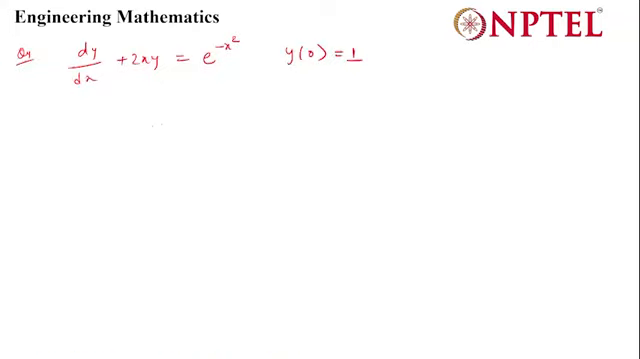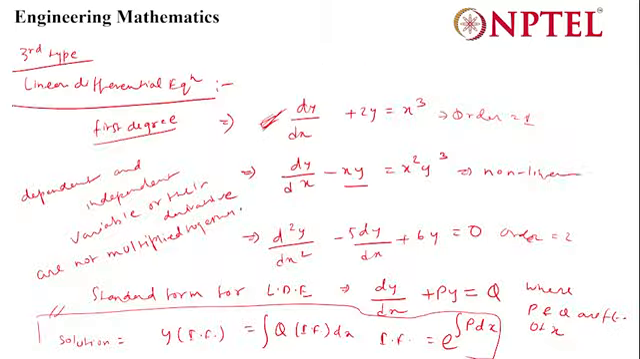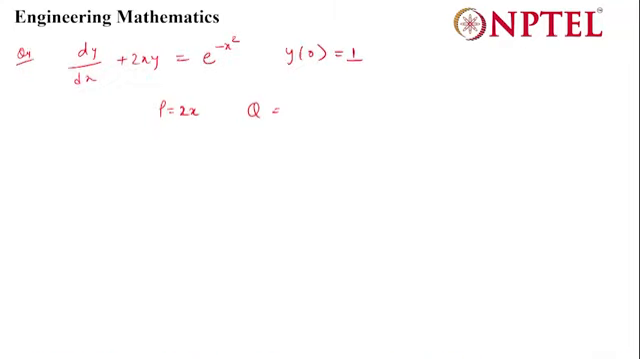Easily you can see this is a form of linear differential equation where your p is equal to 2x and your q is equal to e to the power minus x square. So what we have to find? We have to firstly find the integrating factor, which is e to the power integration of p dx. So it will be e to the power integration of 2x dx. It will be e to the power x square.